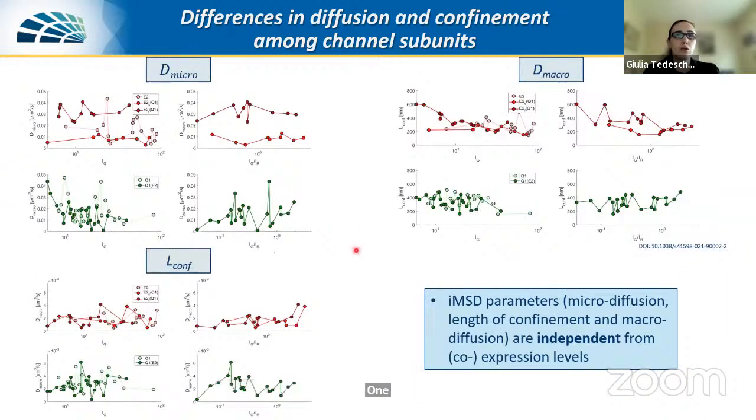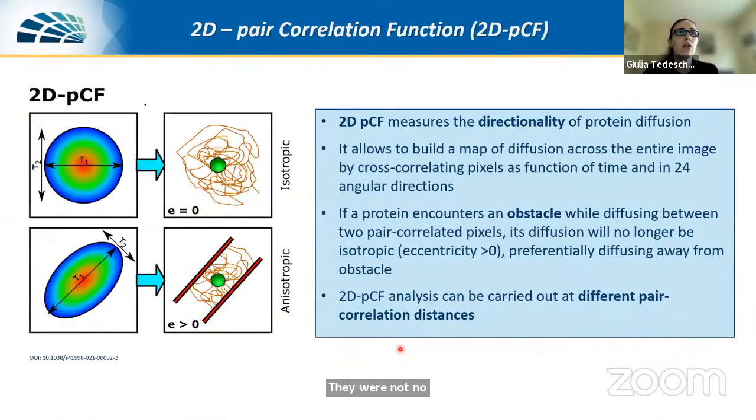Then we also wanted to check that, in the range of expression that we considered, these parameters were not dependent on the expression levels. And we saw that, at least in our range of acquisition, there was no dependency on the expression level, since it was a transient transfection.